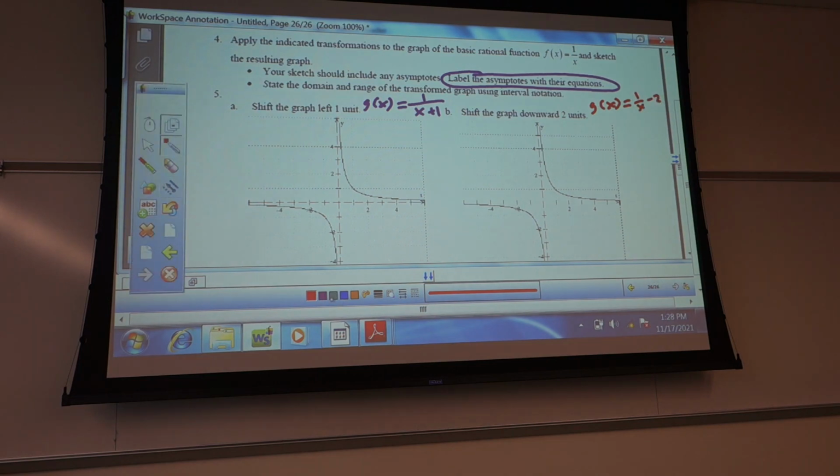Okay, so the first function, we're going to go left 1. So we start off here, left 1 from here is over here. So I'm going to draw in my asymptotes and graph it. Over 1, down 1, I'm here. It's going to peel off this way and up that way. Over 1, up 1, there's my other point. I'm going to peel off this way and down that way. Now what can x not be? My domain?